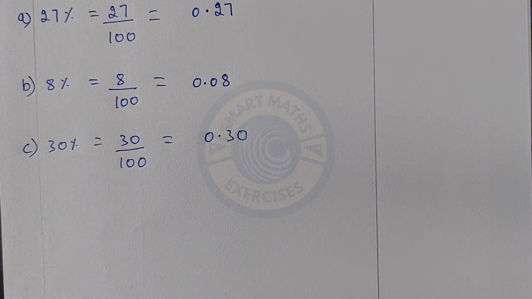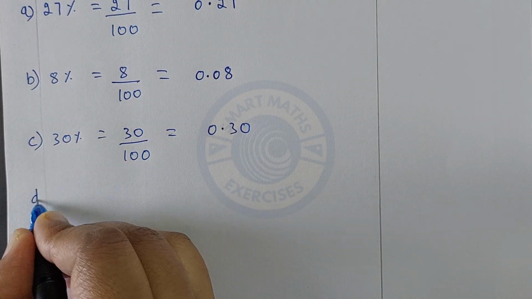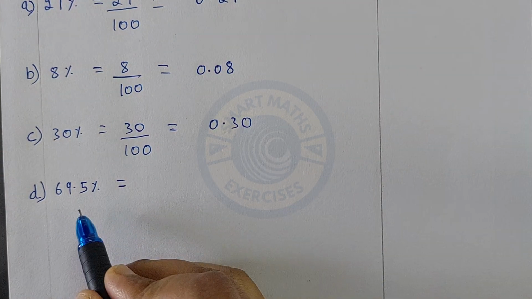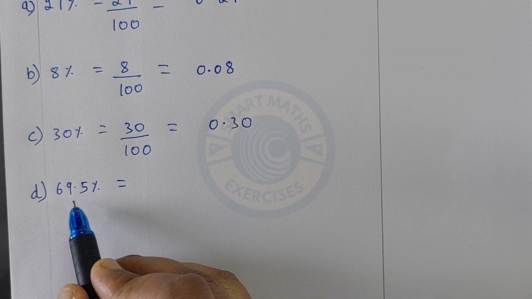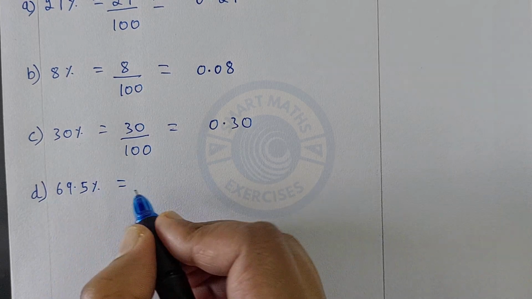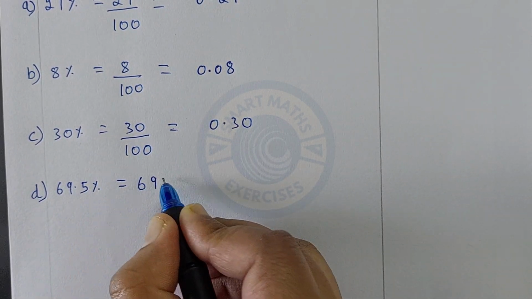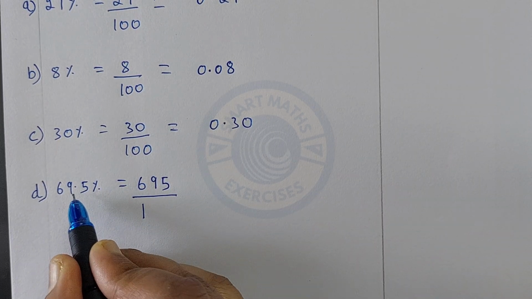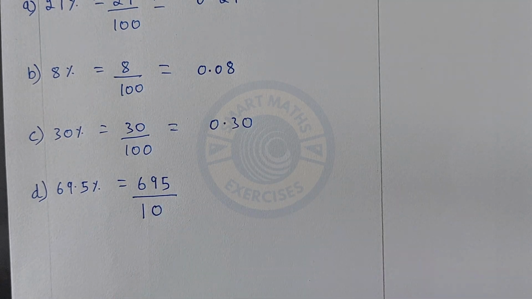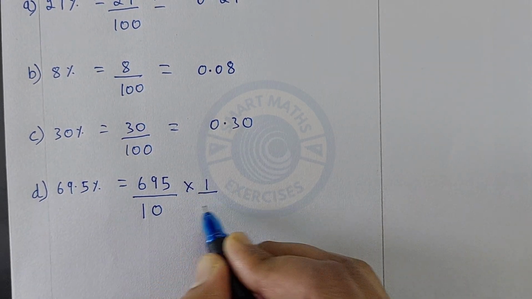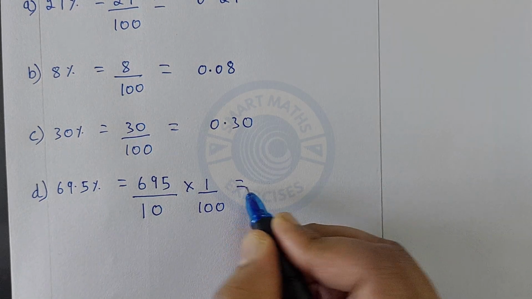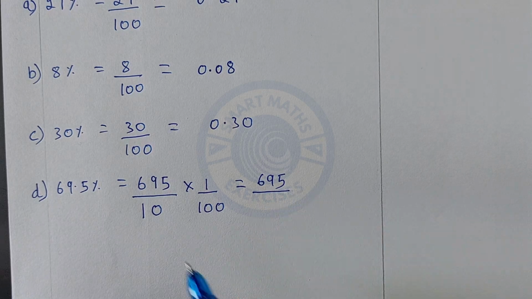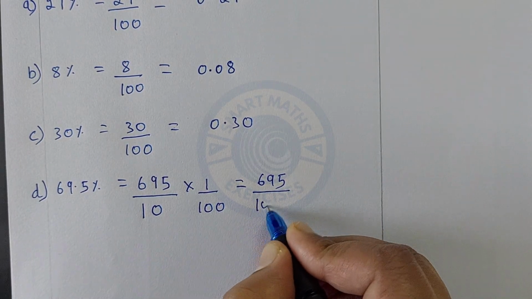Next question, D, 69.5%. Here, this is already in decimal. First, we have to convert this into fraction. So write 695 and below write 1, and there is one number before decimal point. So write only 1 0 into 1 by 100. So multiply 695 by 10 into 100 is 1000.